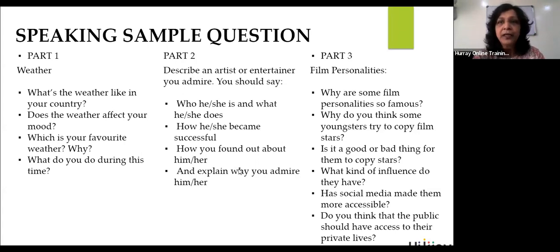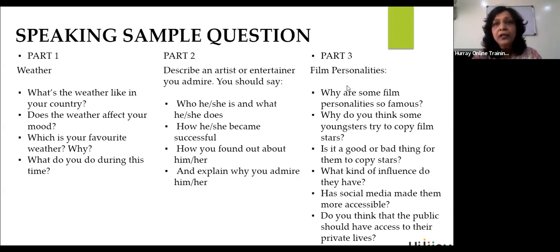Please don't stop speaking. So they're evaluating you on your fluency, on your coherence, how clearly you speak, your vocabulary, that's your lexical resource, your grammar, and your pronunciation. So please remember, there's no right or wrong answer here again. Just be spontaneous and natural and talk.